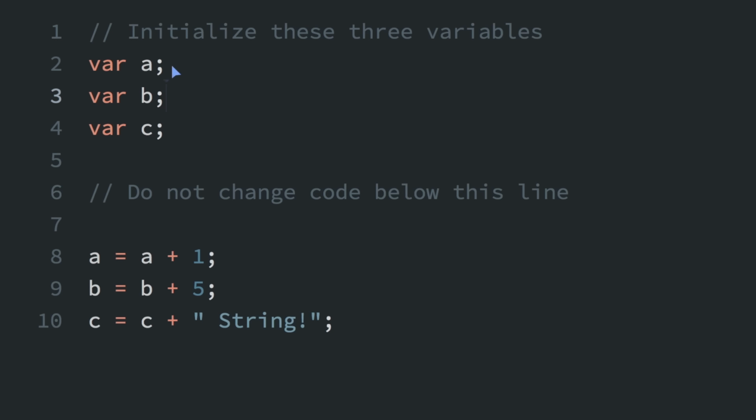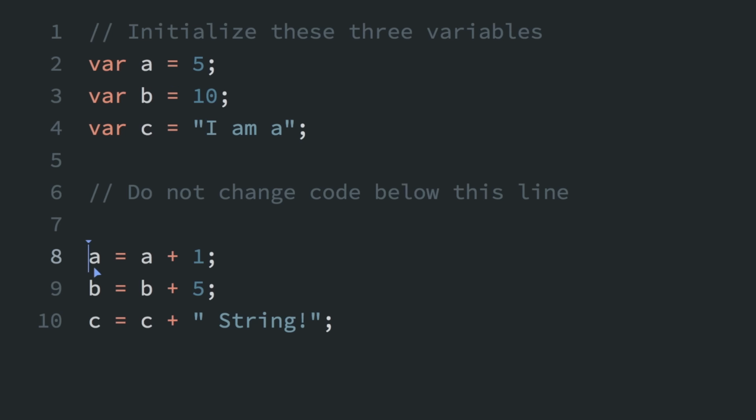Before we do anything to these variables, they are uninitialized. That means their value is undefined. We have not set them to anything. But it's simple to fix that. I'll just set a to 5. I'll set B to 10. And then we can set C to a string. It's going to be "I am a string." We always have to put in quotation marks like that.